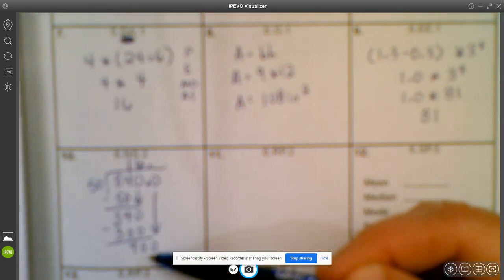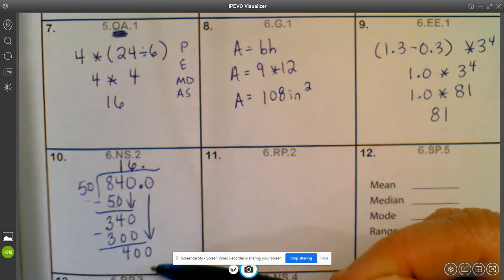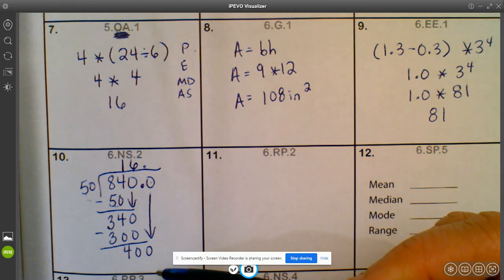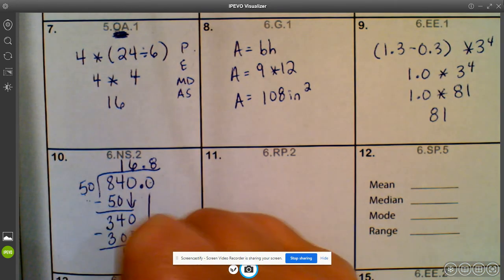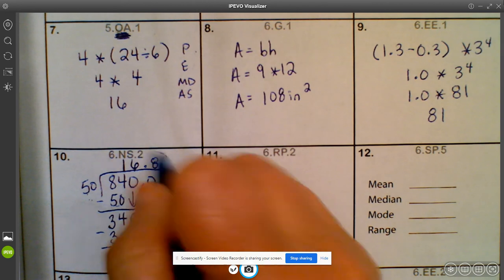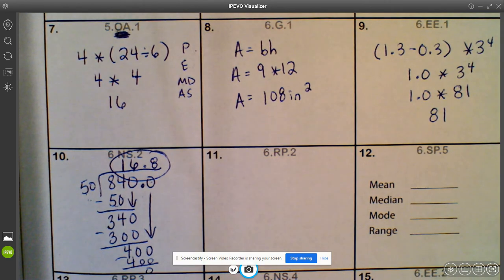50 will go into 400 how many times? Well, I know 5 times 8 is 40. So 50 times 8 is 400. So 16.8 would be your answer for number 10.